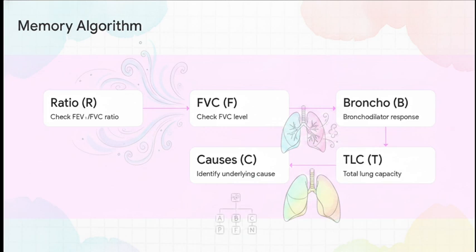Step 1, check the ratio. Step 2, check the FVC. Step 3, look for bronchodilator reversibility, which just tells us if those airways can actually open back up. Step 4, check TLC, or total lung capacity, to confirm restriction. And finally, Step 5, apply your ABC or PFN causes.